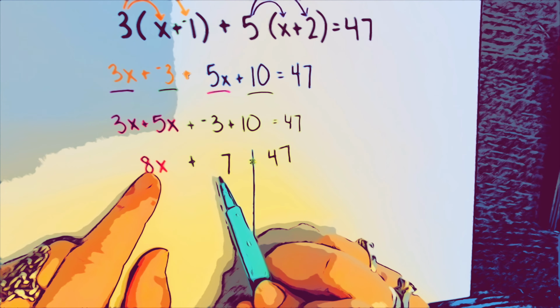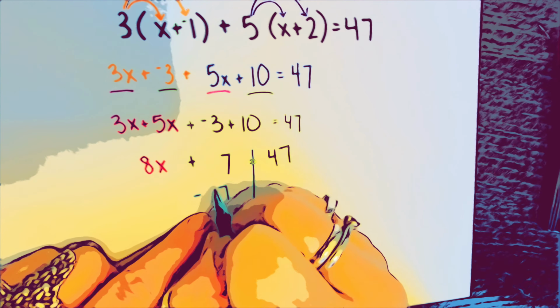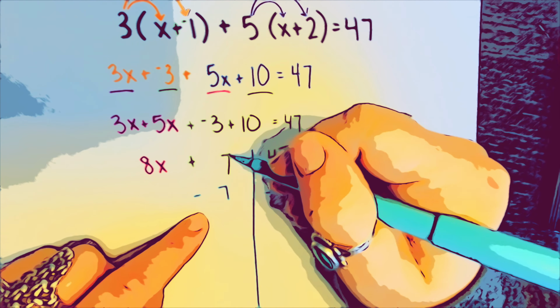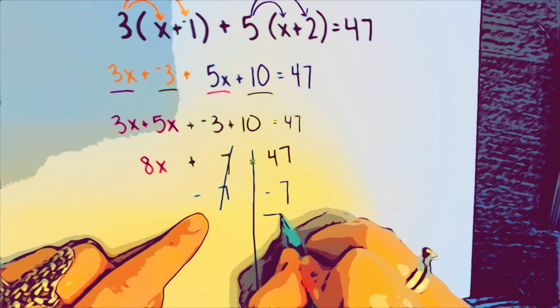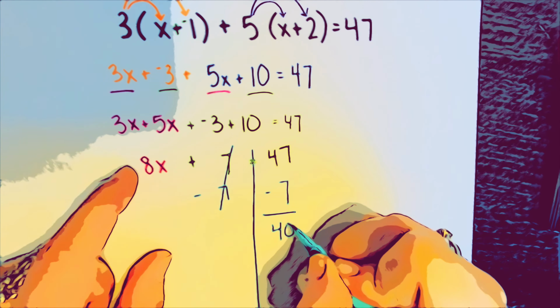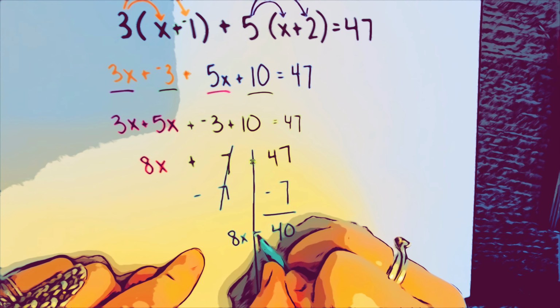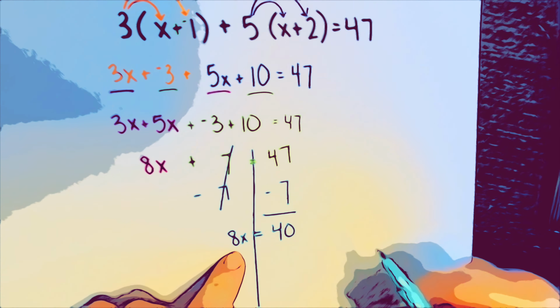We want to get rid of the 7. The opposite of adding 7 is subtracting 7. If I subtract 7 on this side, I subtract 7 on this side. Plus 7 minus 7, those cancel each other out. Over here, I have 47 minus 7 equals 40. So I'm going to bring down my 8x equals 40.